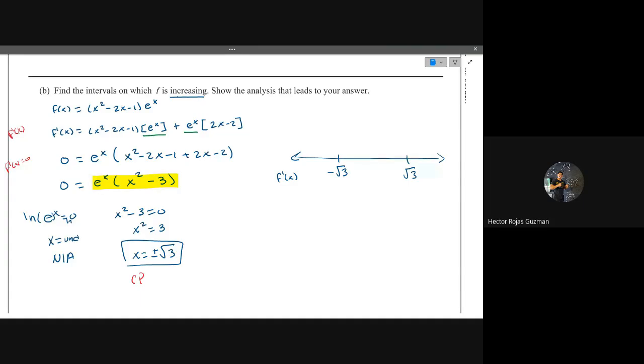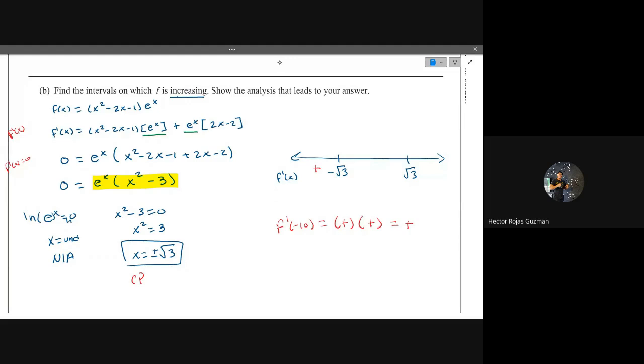So take a number such as negative 10. We're going to say f prime of negative 10 equals, when you plug it in, the e to the negative 10 is positive because all it does is make it into a fraction, but it's still positive. Then x squared minus 3. Well, the x squared is going to make 10 into a positive, right? It's going to be 100 minus 3. It's a positive. And a positive times a positive is a positive.